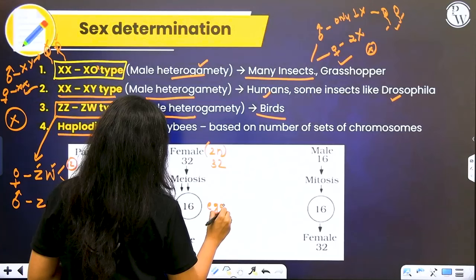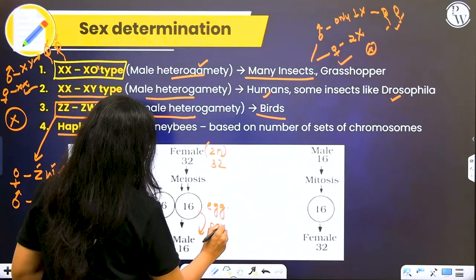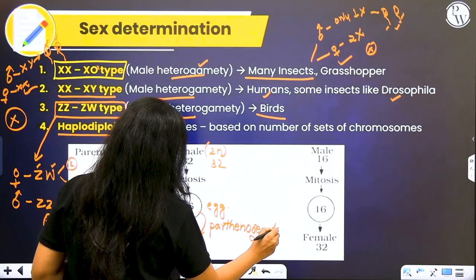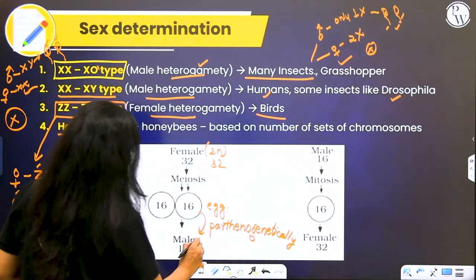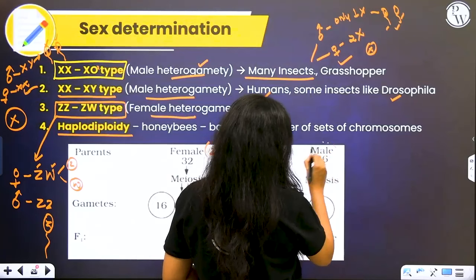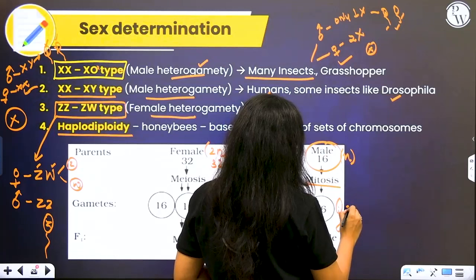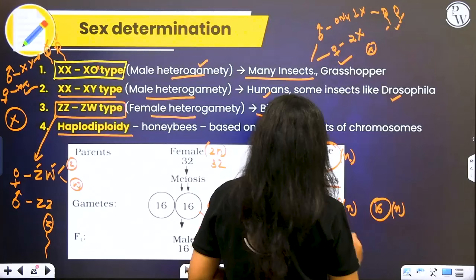If this egg cell parthenogenetically develops into a male, the male will also have 16 chromosomes and the male will be haploid. Males have 16 chromosomes, they are haploid. They will produce sperms by mitosis. Sperms are haploid. When the sperm fuses with the egg containing 16 chromosomes, you get the female that contains 32 chromosomes.